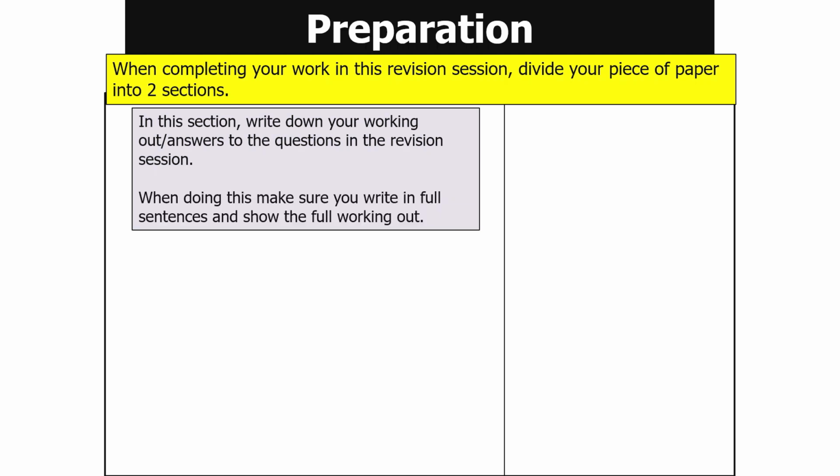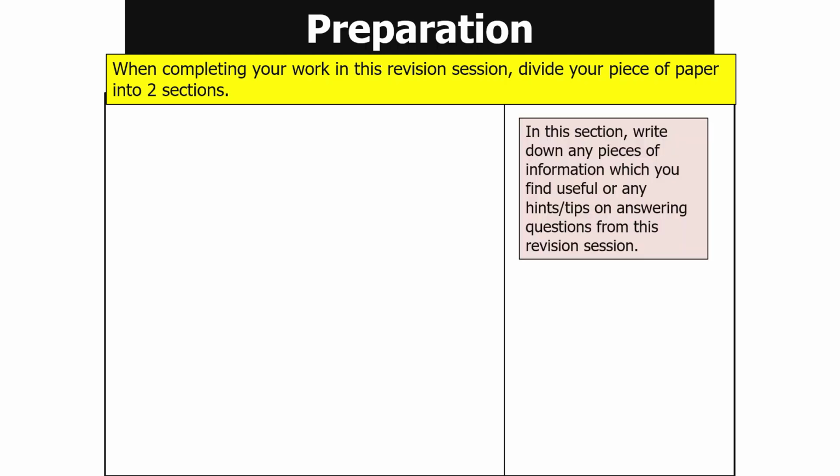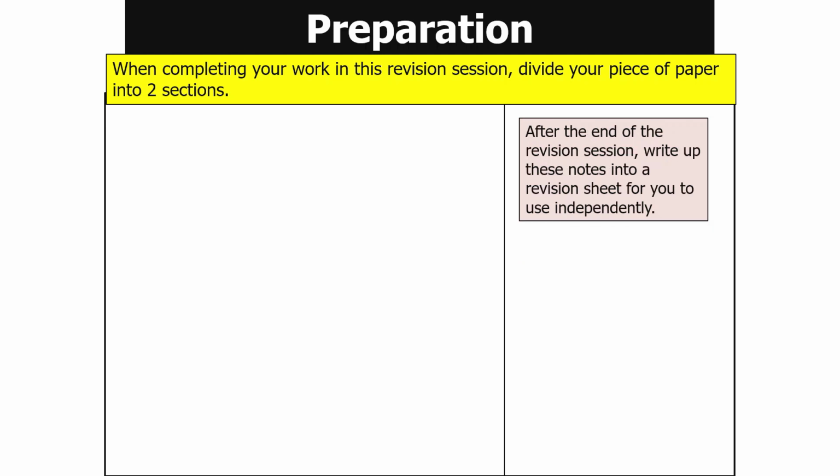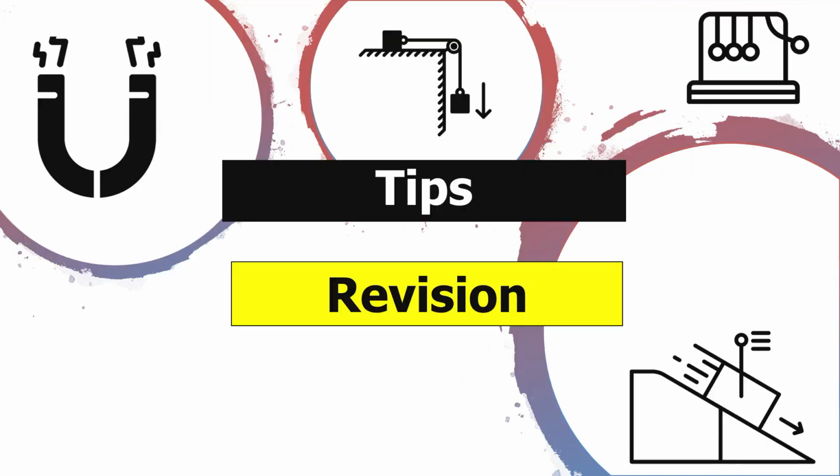When you're doing this, make sure you write in full sentences and show your full working out. Now in the right hand side section, write down any bits of information which you find useful, any hints and tips from answering the questions in this revision session. At the end of this revision session, you should then write up your notes into a revision sheet for you to use independently. So how should you be revising for AQA A-Level Physics?